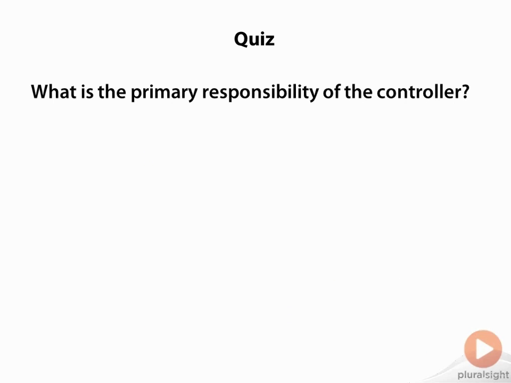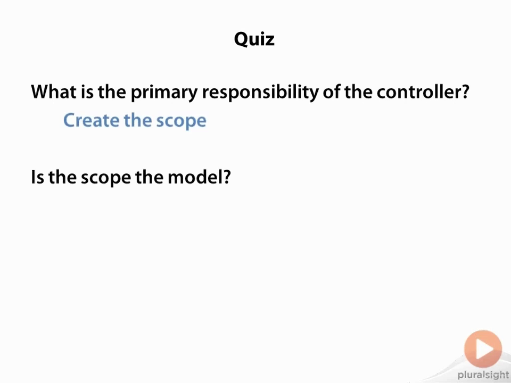What is the primary responsibility of the controller? The controller's primary responsibility is to create the scope. Is the scope the model? No, the scope is not the model. The scope merely contains the model.